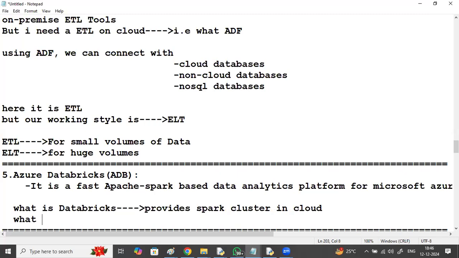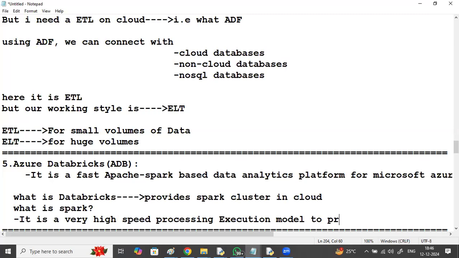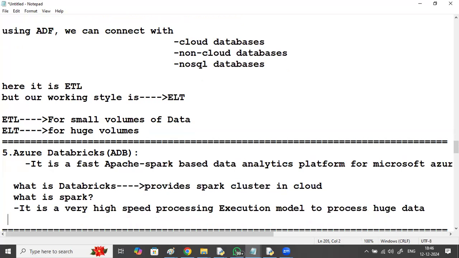You may ask, what is Spark? It is a very high speed processing execution model to process huge data with high speed.